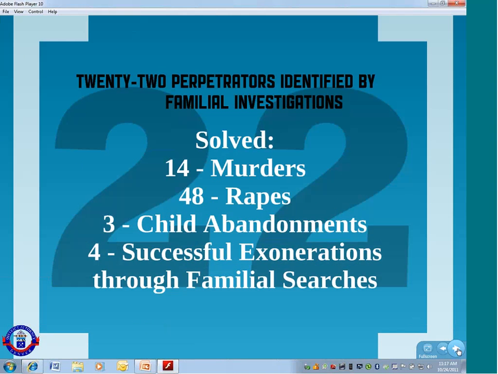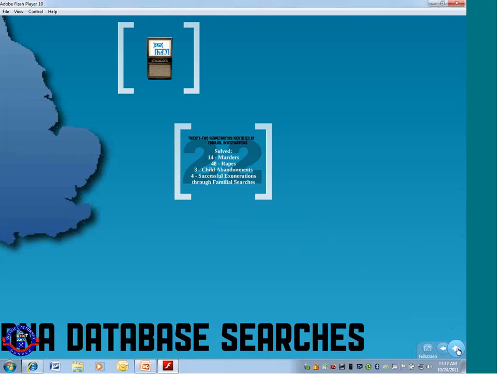They've caught 22 perpetrators through this investigative technique. They've solved 14 murders, 48 rapes, the 3 child abandonments I talked about. One of the 2 women abandoned 2 different children about 18 months apart. And then they've had exonerations where they have now gone back and identified the true individual using familial searching.